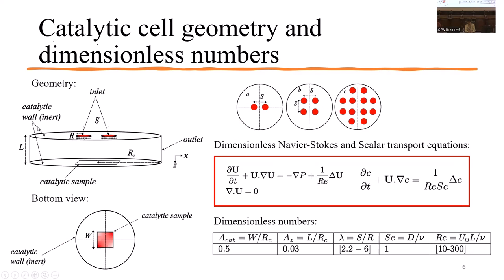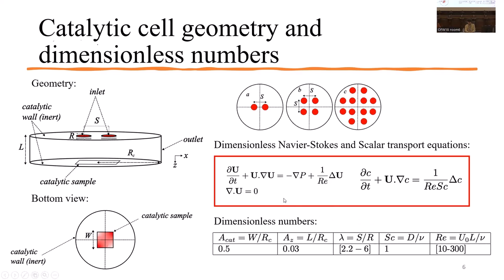effect in a cylindrical cell with on the top wall two parallel circular injectors, and both injectors have a radius R, and the spacing between both centers is given by S. So I define the dimensionless number lambda, which is the ratio of the spacing between both centers and the jet radius.